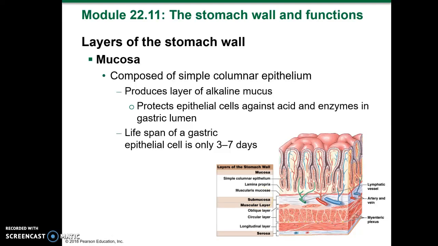If we look at the layers of the stomach, we have the mucosa, which is really the innermost layer if we're going from the inner part of the stomach, composed of simple columnar cells. It produces a layer of alkaline mucus. It protects epithelial cells against the acid and enzymes in the gastric lumen. The lifespan of the gastric epithelial cell is only 3 to 7 days, so it turns over very quickly.